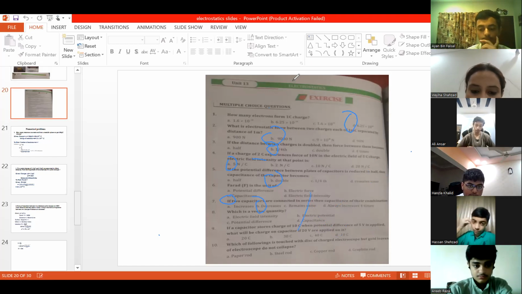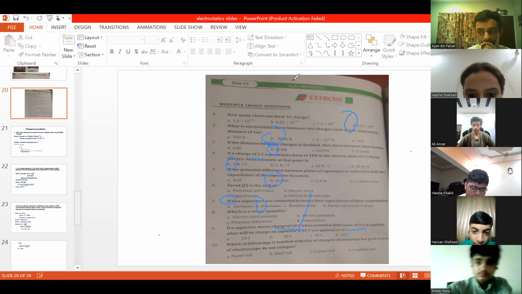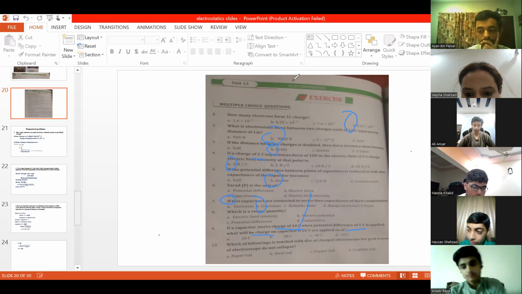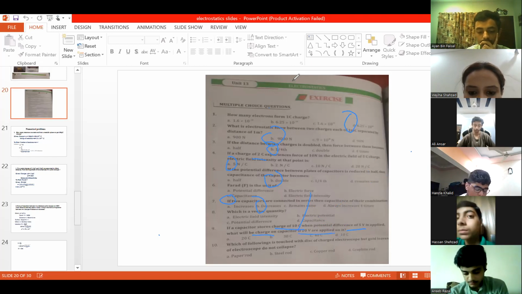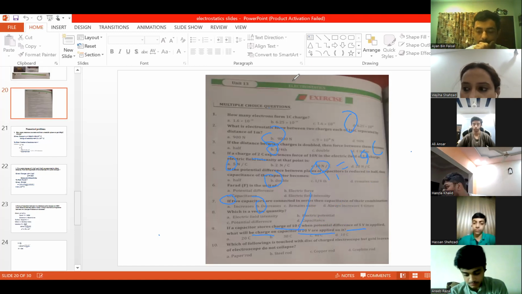Okay. Now the MCQ number 9 is: if the capacitor of stored charge is 10 coulomb, when potential difference of 5 volt is applied, what will be the charge on capacitor if 20 volts are applied? So if we suppose charge of 10 coulomb is Q1, so Q1 is equal to 10 coulomb. Boys, write down these formulas or values which I'm writing with the help of your pencil in your book, okay? When potential difference of 5 volt is applied, we can say that V1 is equal to 5 volt.